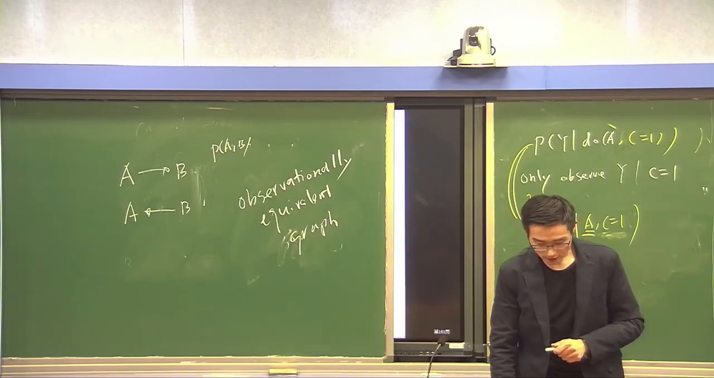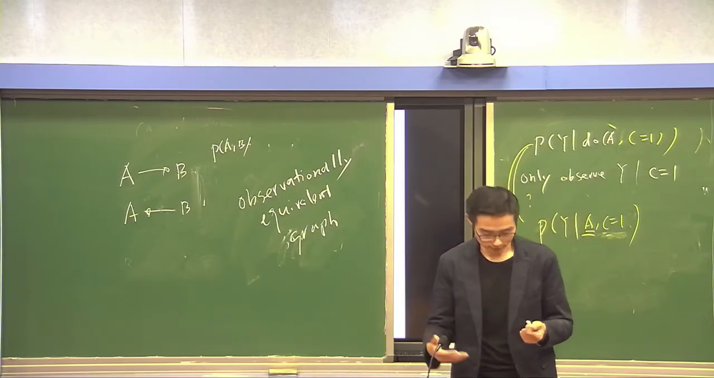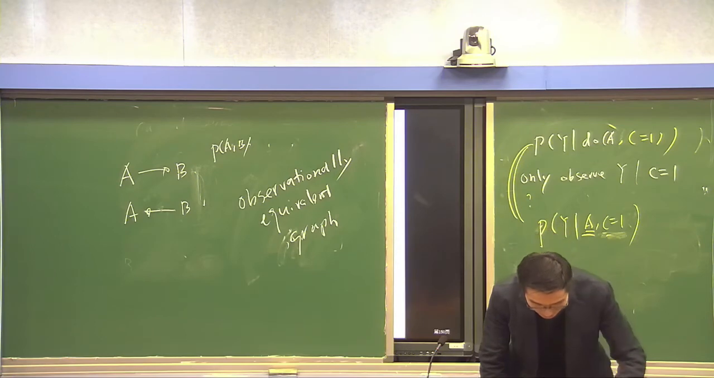Okay, so is there any? It turns out that we have a general theorem that can tell us what kind of graph are observationally equivalent.